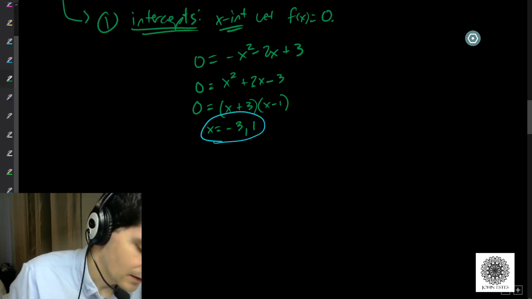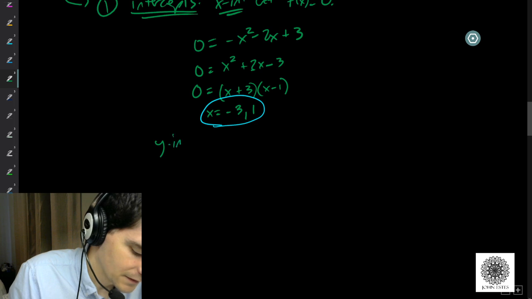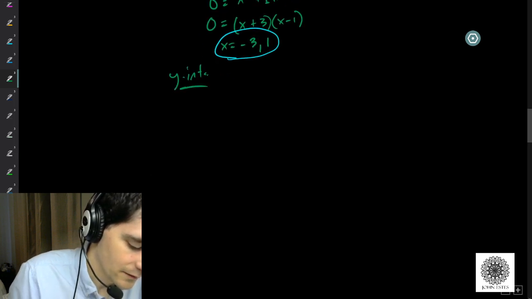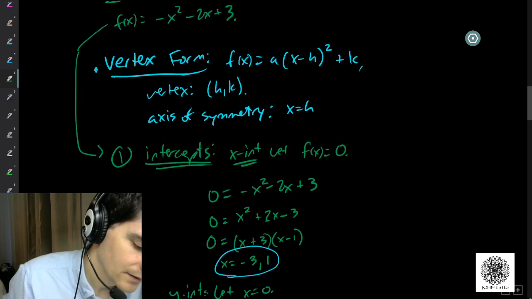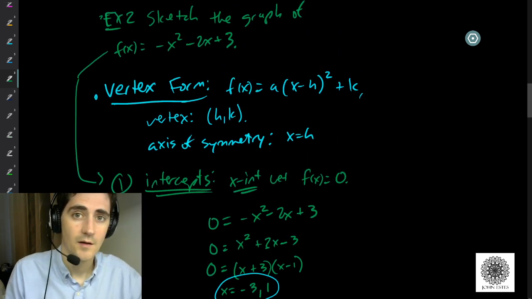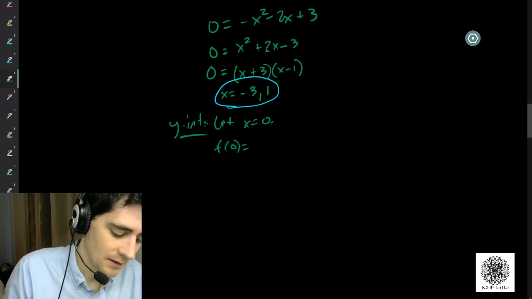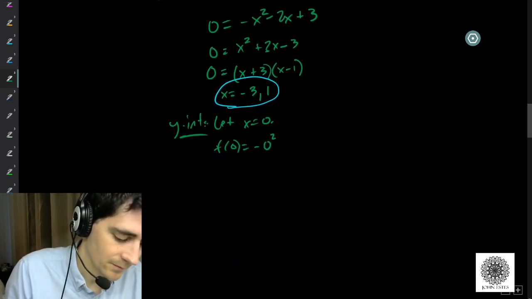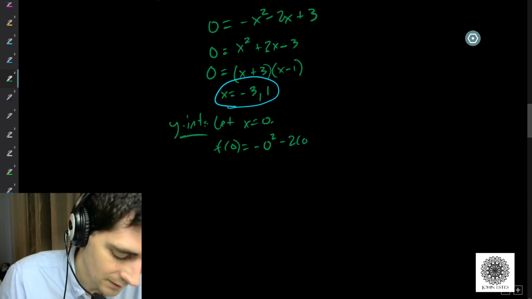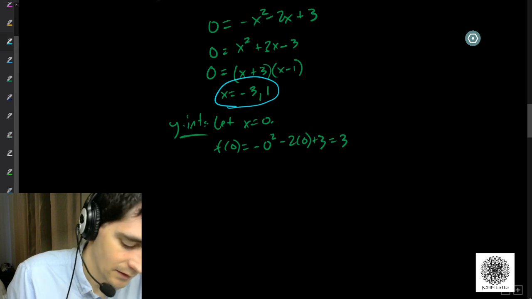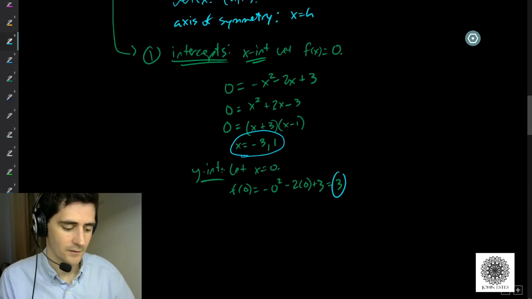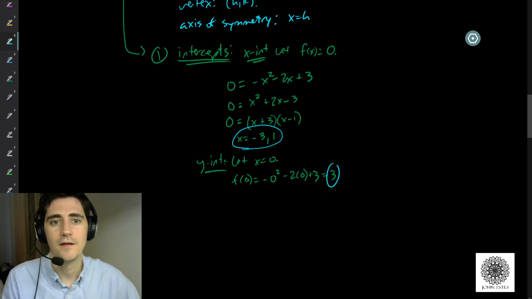Okay? The y-intercept, if you want the y-intercept, how do you get it? You let x be 0. So in other words, I'm just going to find f of 0 here. And again, my function is negative x squared minus 2x plus 3. So that's negative 0 squared minus 2 times 0 plus 3, which just equals 3. So there is my y-intercept. All right, so we have done the first part, finding the intercepts.